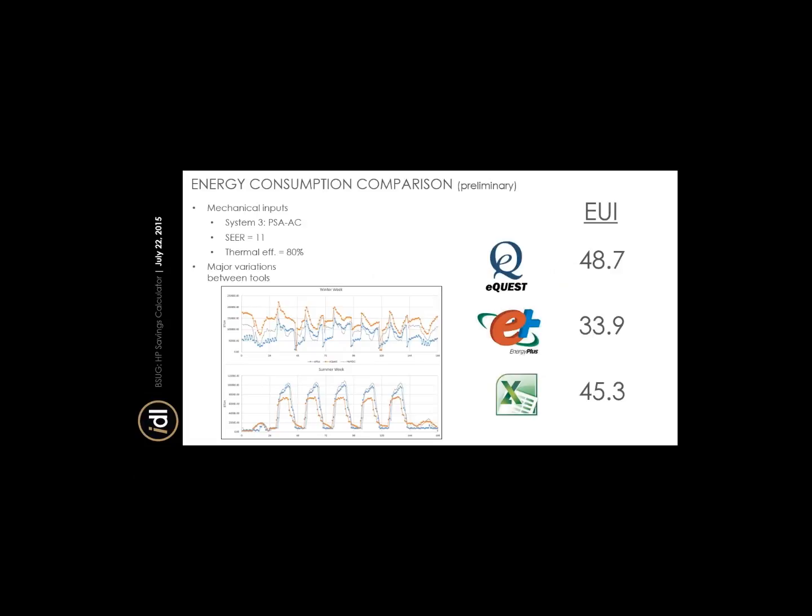And then for just an overall view, these are all weekly views, so just to see the eQuest for this input with the package single zone, we got a 48.7 EUI compared with a 33.9 for EnergyPlus, and then a 45.3 for our tool. So I think the big takeaway there is that there's a 15 EUI difference between eQuest and EnergyPlus, and there's probably some more digging to do there.